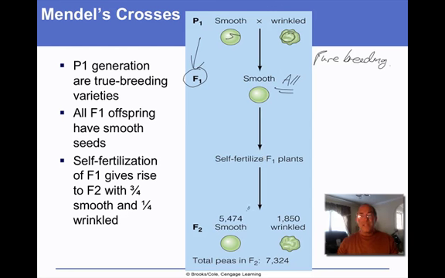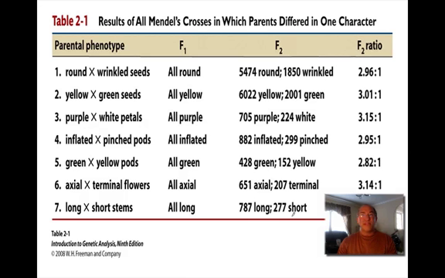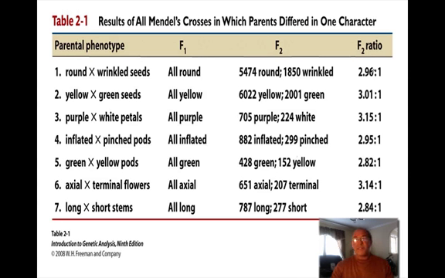And he produced just over 7,000 new seeds, and about 5,500 of those were smooth, and about 1,800 or so were wrinkled. And if you do the math on this, it works out to be about a 3-to-1 ratio. And so he did this again and again with all those different traits from the previous slide. And here are some of the results. You can see here that across round and wrinkled seeds, yellow and green seeds, purple and white petals, and so on, here are the numbers, and here's the ratio. About 3-to-1 in every case.